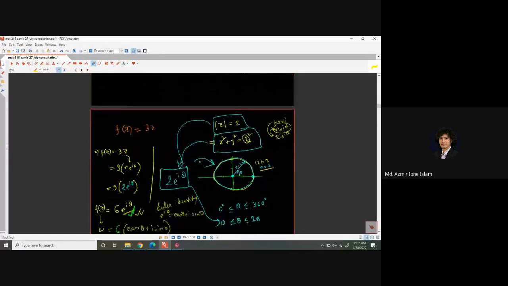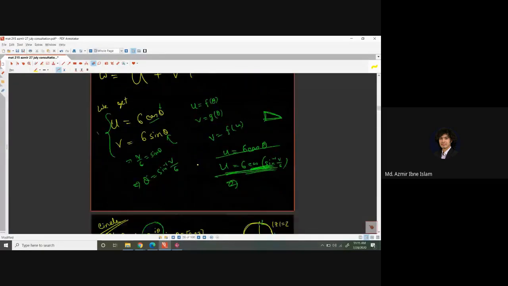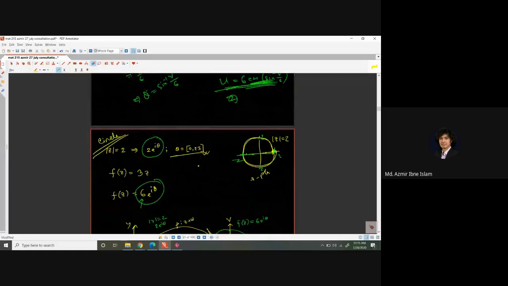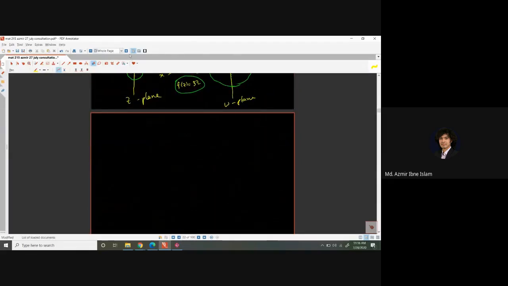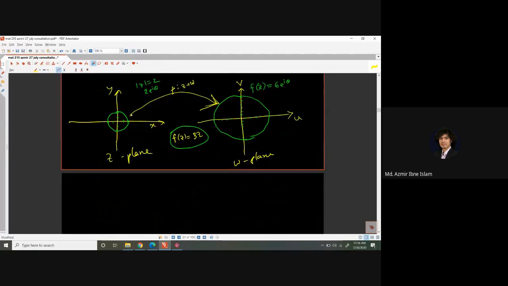We can't show a complex valued function in the same plane because we don't have 4 dimensions. Okay, that's why it's quite difficult. So we are using different planes so that we can easily figure out what the graph will be in the W plane, or what the value will be.